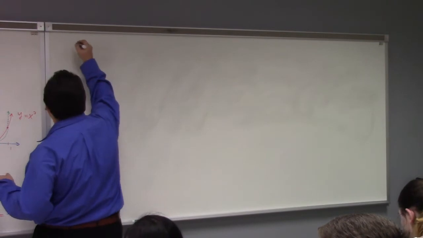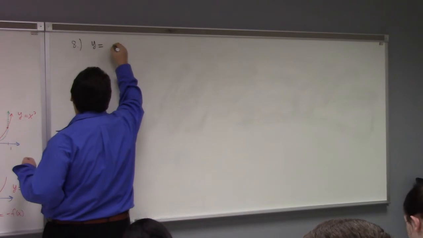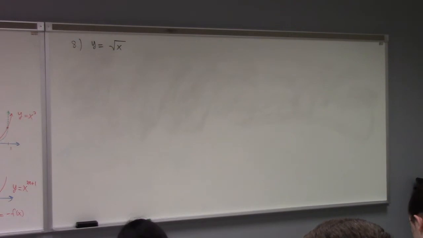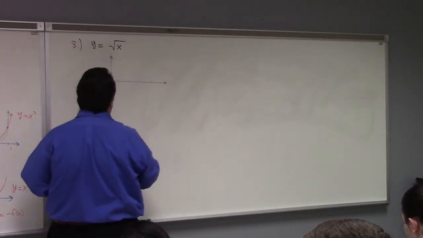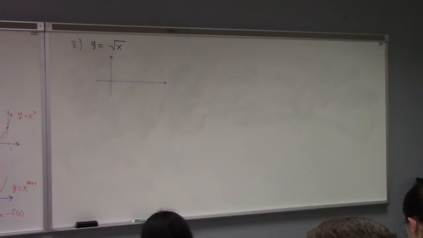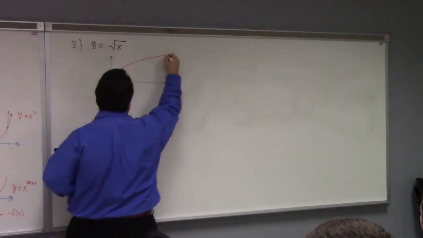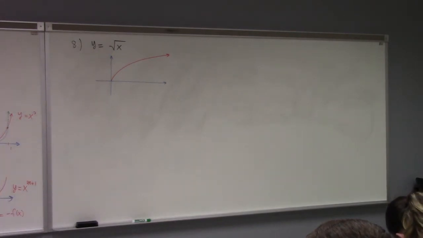Anyway, let's see here, 8. We could have y equals, how about this, the square root of x. That graph, what does it look like? Yeah, I saw it. So it looks like this, right? Now, how does that relate to other things we have on the board? Is it related to anything?